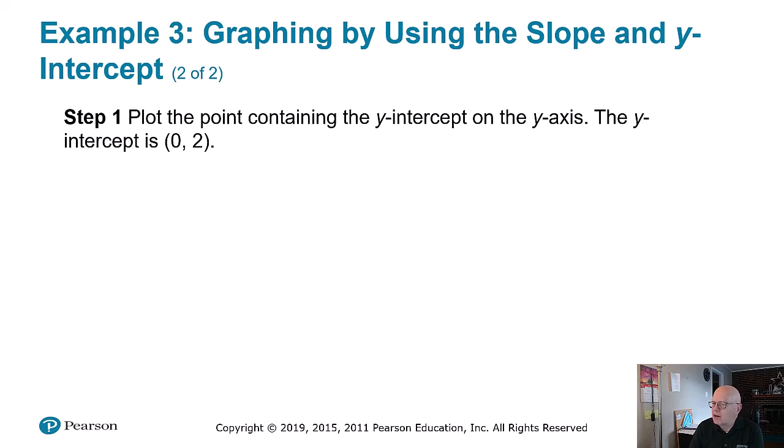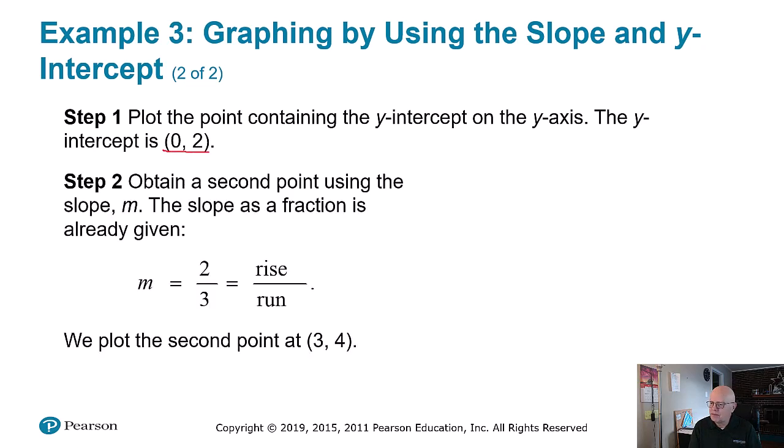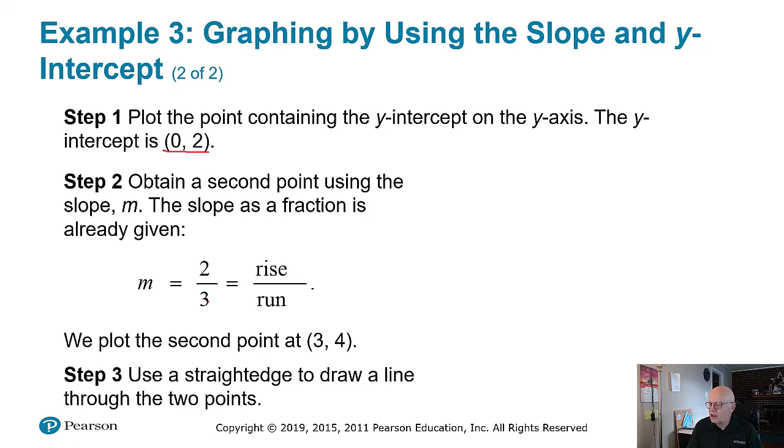So let's take a look. Plot the point containing the y-intercept on the y-axis. And the y-intercept is (0, 2). The rise over the run, there's the 2/3. Use this 3 and this 2 to get to the second point, (3, 4).